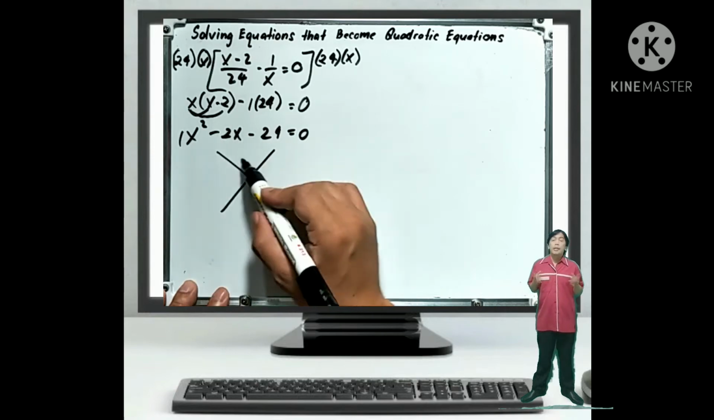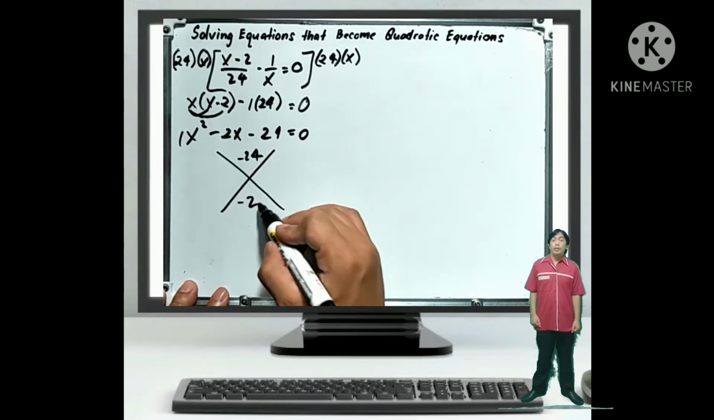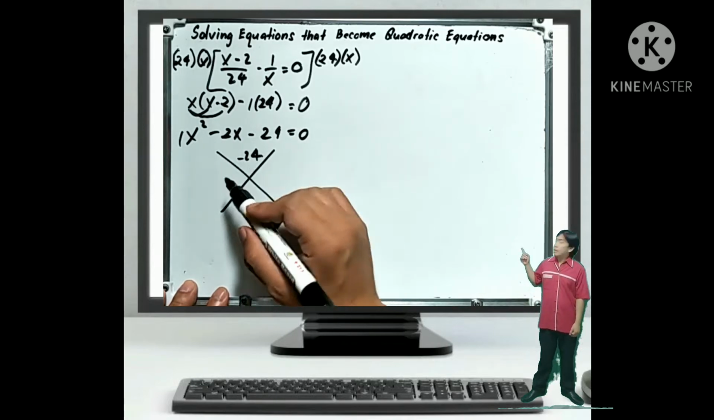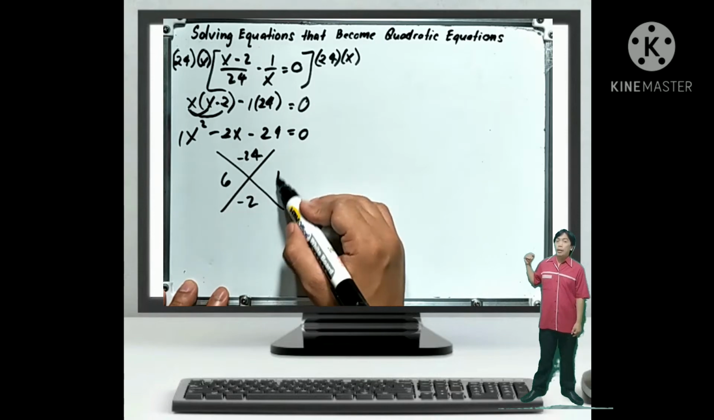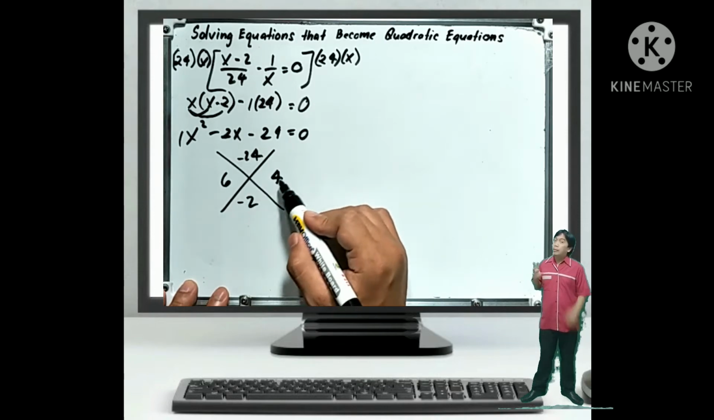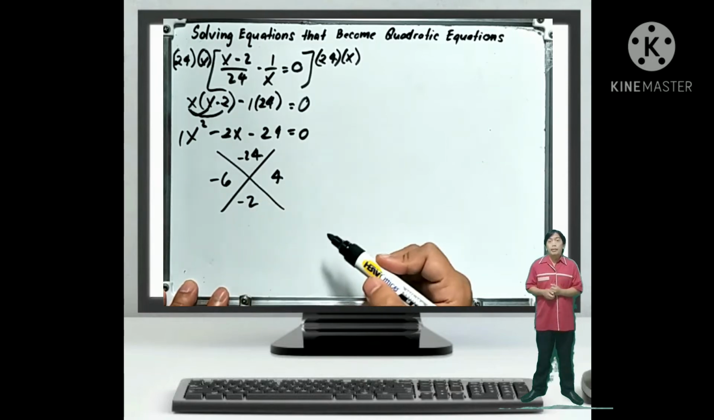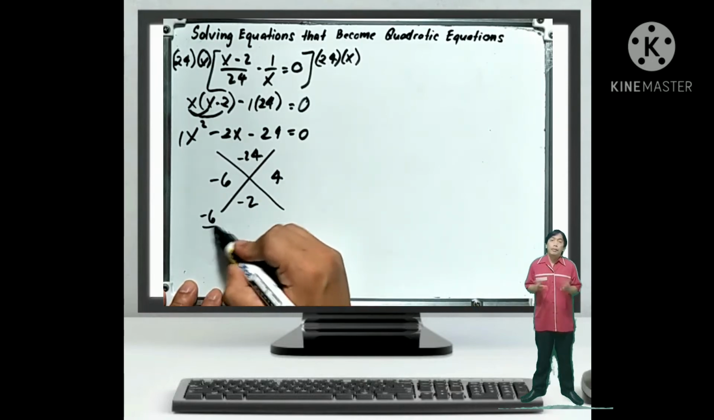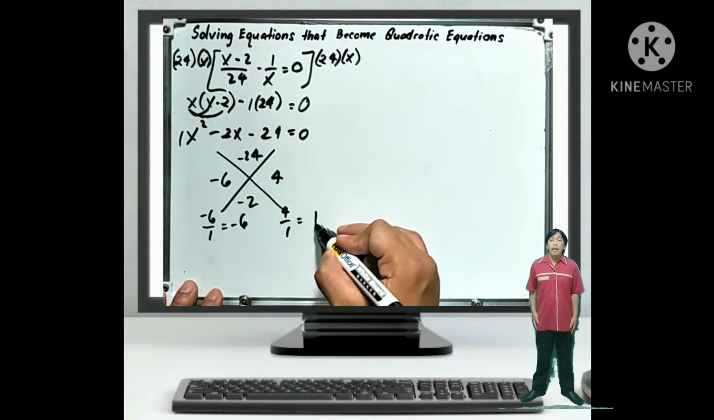Okay, 1 times negative 24, that is negative 24. I'll just copy the middle term here. Okay, now I'll be thinking of 2 numbers. The product is negative 24, so I think that is 6 and 4. One of them must be negative. The middle is negative, so the bigger number is negative. Dividing it by the first term, so we have negative 6, then this is 4.